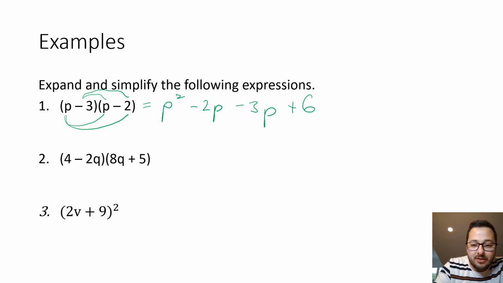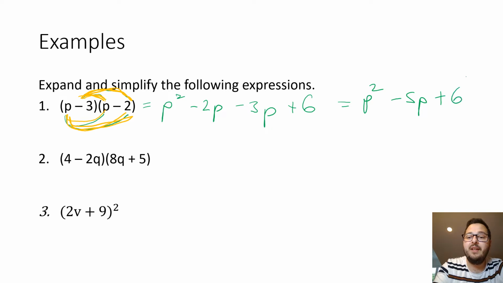Now another method, which is pretty much the same idea, is called the claw method, because this pattern that I've done here looks like a claw. Okay, and then we can just simplify this a bit, because we've got minus 2p minus 3p will be minus 5p, and everything else can stay the same. And that's our answer.